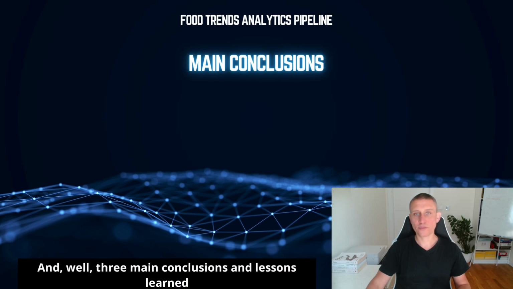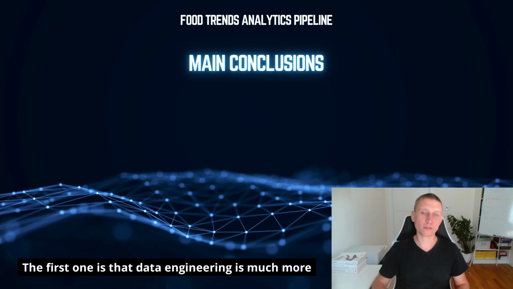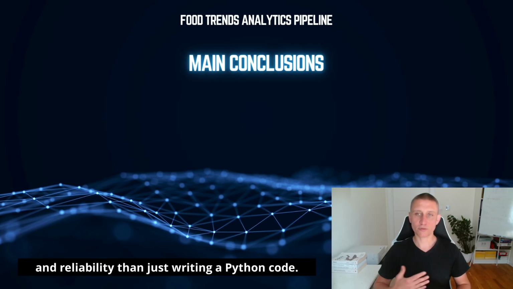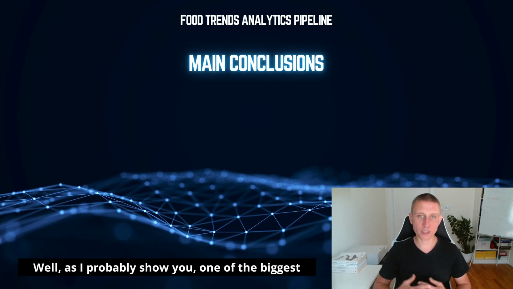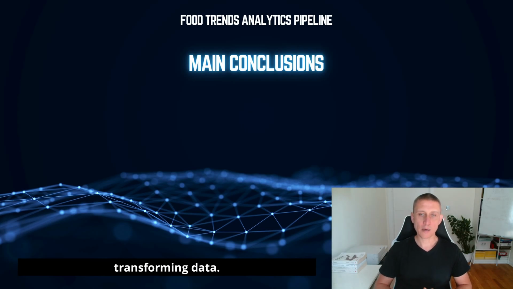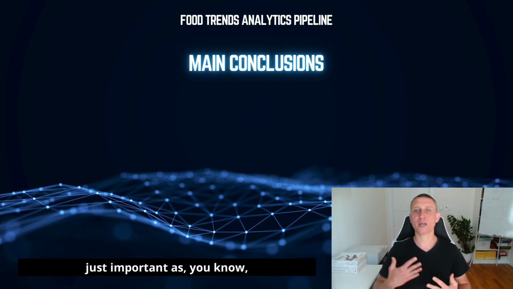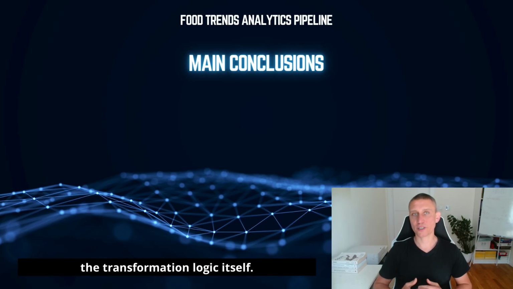And well, three main conclusions and lessons learned from this project for me. The first one is that data engineering is much more about architecture and reliability than just writing Python code. As I probably showed you, one of the biggest lessons was understanding that building a data pipeline is not only about transforming data. I learned that operational aspects are just as important as the transformation logic itself.